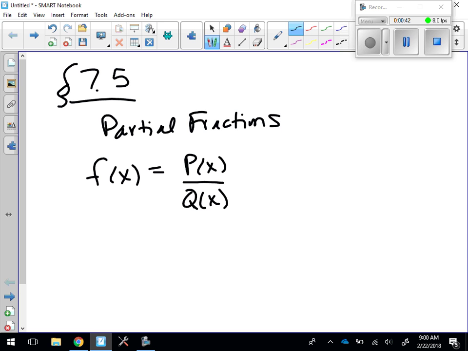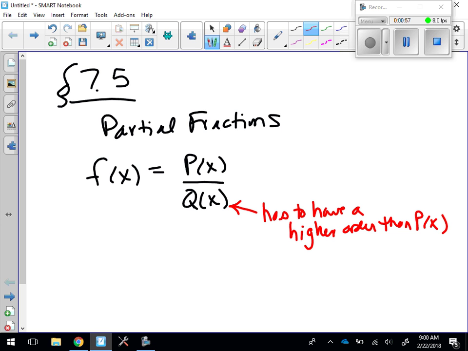And the important thing to remember is that q of x has to have a higher order than p of x. Okay, so it can be x cubed plus x squared plus 4 divided by, but then the thing in the bottom has to be at least x to the 4th. It's got to be at least 1 power higher, okay, or the whole thing will not work.